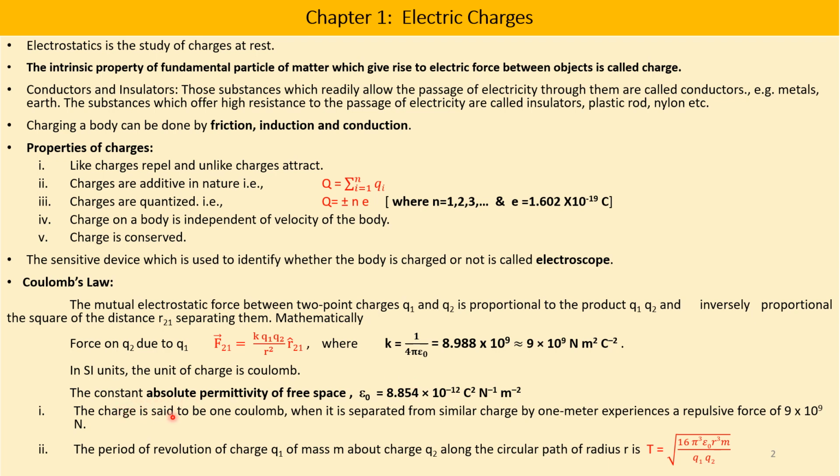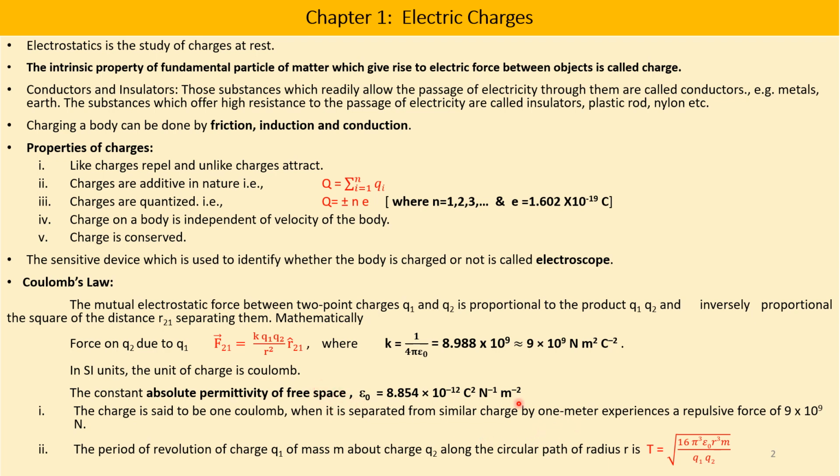The charge is said to be 1 coulomb when it is separated from a similar charge by 1 meter and experiences a repulsive force of 9 into 10 to the power of 9 newtons. So here the value of Q1 is 1 coulomb and the value of Q2 is also 1 coulomb, and the distance between Q1 and Q2 is 1 meter.